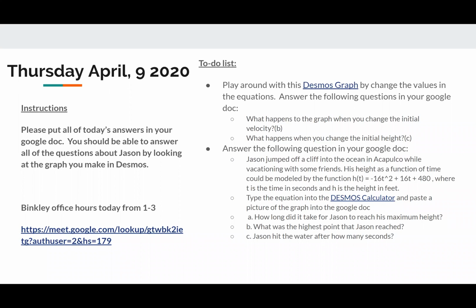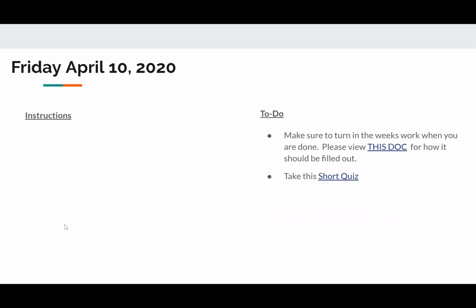So I would suggest let's play around with our Desmos calculator. What I said here is type the equation into the Desmos calculator and paste a picture of the graph into Google. First of all, you don't have to paste a picture of it, but let me show you. I should have just put a link in there. I'll go back and change that. Okay. Sorry, guys.